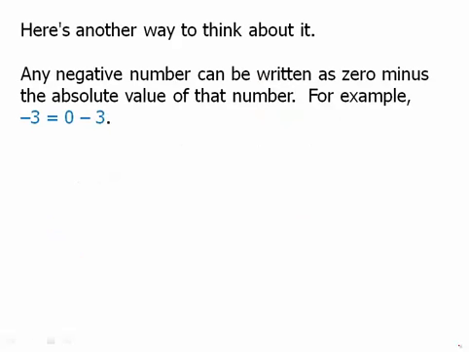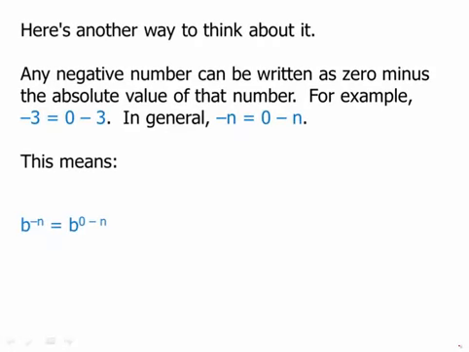Any negative number can be written as 0 minus the absolute value of that number. For example, we could write negative 3 as 0 minus positive 3. In general, negative n, we could write that as 0 minus n. So this means that b to the negative n, we can think of that as b to the 0 minus n. Well, if we have subtraction in the exponents, that means divide the powers. That must mean b to the 0 divided by b to the n, and of course b to the 0 is 1. And so this would be 1 over b to the n. So this is another way to think about why b to the negative n equals 1 over b to the n.